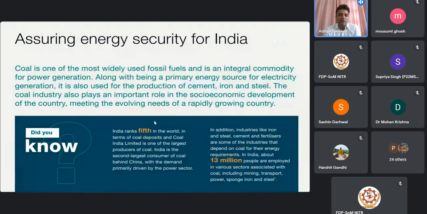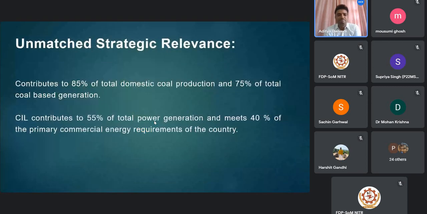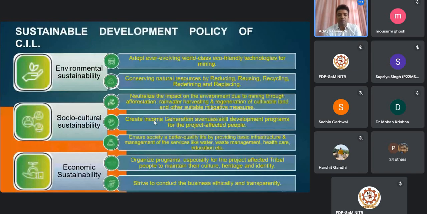Now, assuring energy security, unmatched strategic relevance. Coal India contributes 85% of total domestic coal production and 75% of total coal-based generation. CIL contributes to 55% of total power generation and meets 40% of the primary commercial energy requirements of the country.